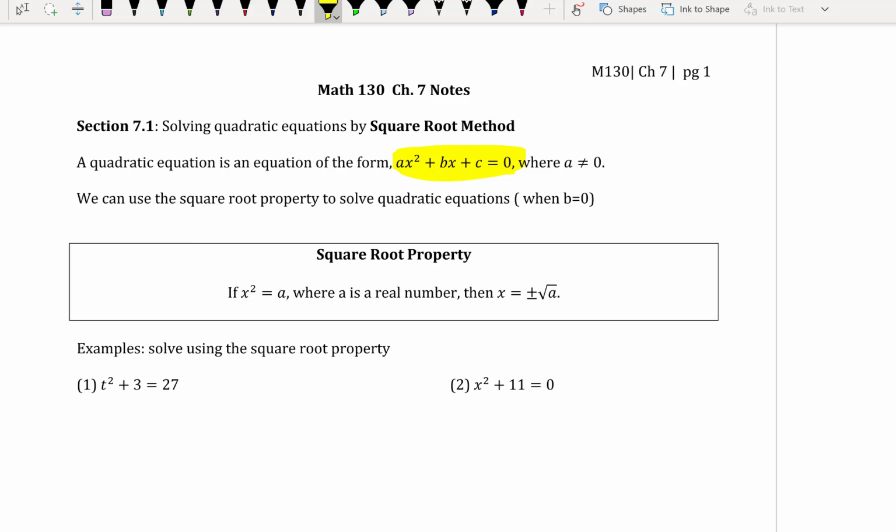Remember, when we are factoring, we use the AC method. It comes from the coefficients. So we want to make sure that we are familiar with this type of equation.